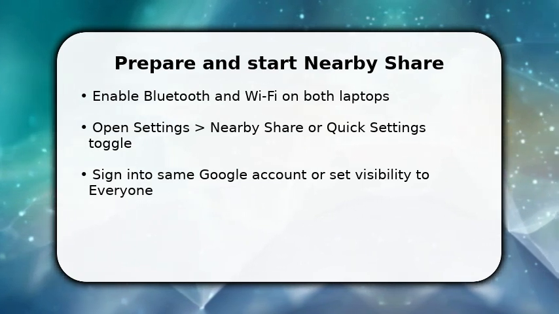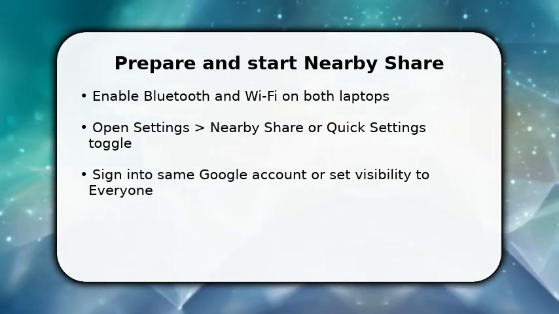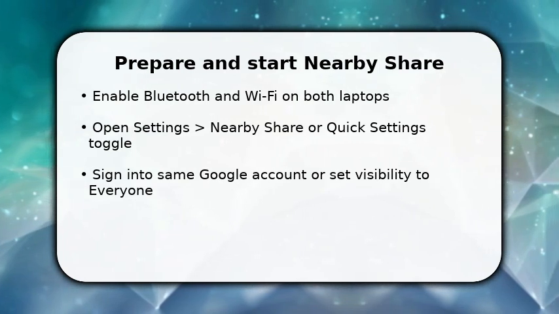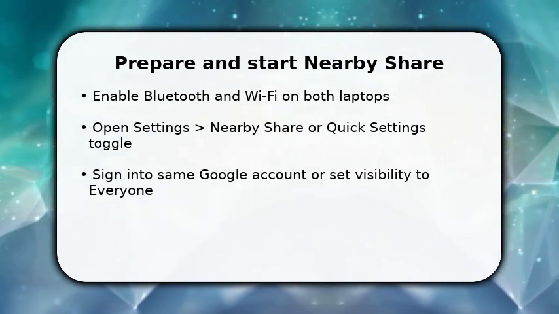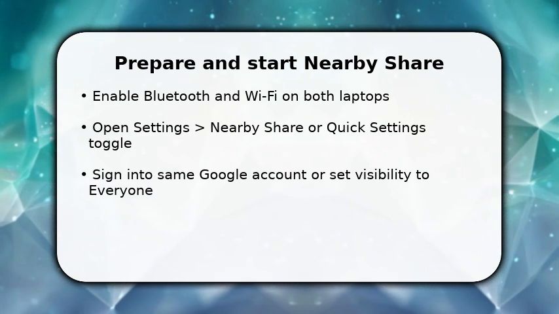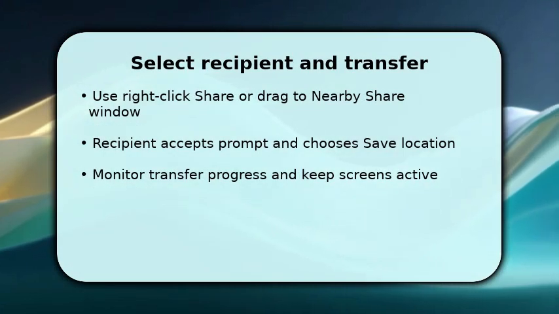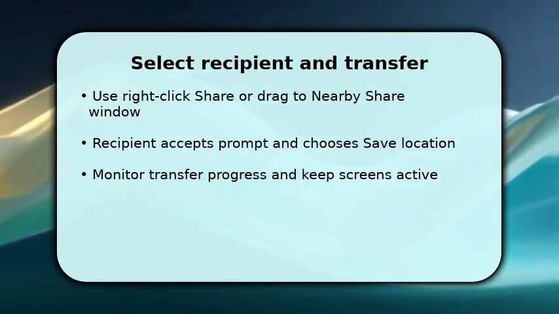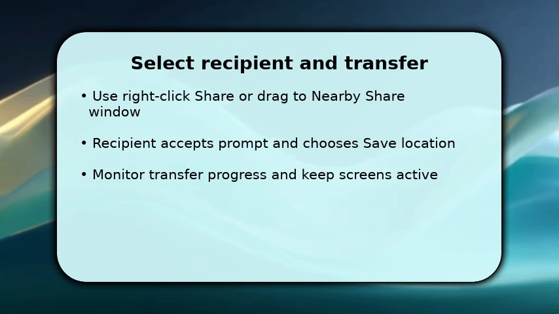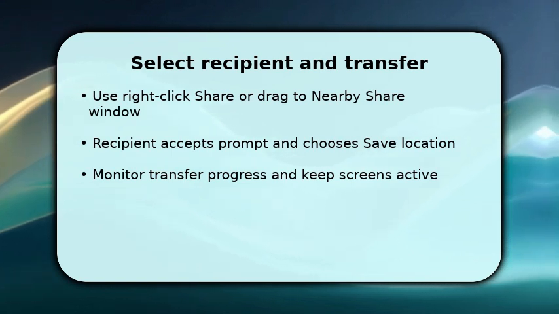Once done, locate the file you want to send and right-click or use the Share menu, then pick Nearby Share. The sender starts advertising and waits for the recipient to accept. After selecting Nearby Share as the sharing method, you'll see nearby devices listed. Pick the target laptop name that matches its visible label.